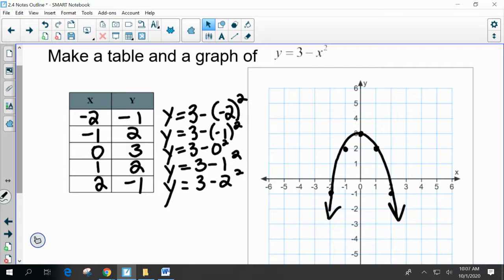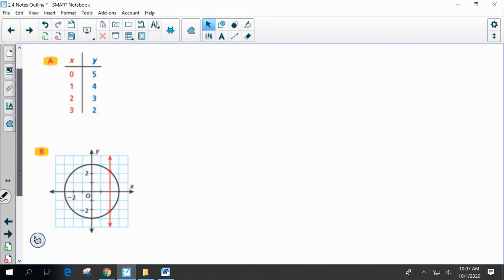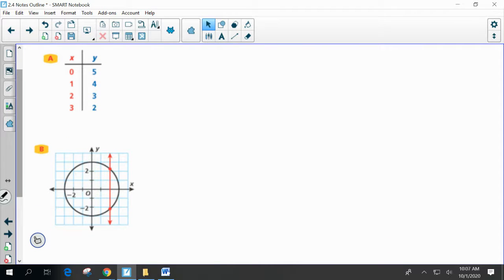Okay, so on the next part, we are going to decide whether or not an XY chart or a graph is a function, and we're going to determine that. So looking at this chart, the way we determine if it's a function or not is we look at the x values, and if any of the x values repeat, then it's not a function. So do you have any x values repeating? No, so that makes this a function.